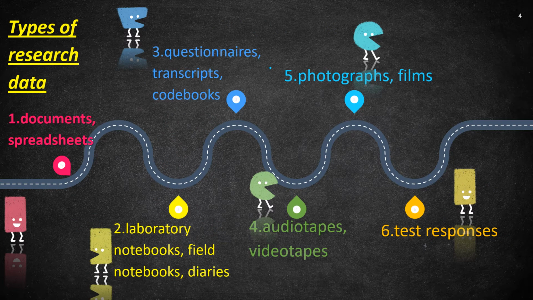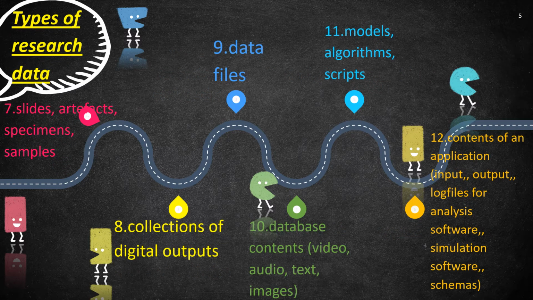So, as what we have here, we have types of research data. We have documents, spreadsheets, laboratory notebooks, field notebooks, diaries, questionnaires, transcripts, code books, audio tapes, video tapes, photographs, films, and of course, the test responses. We have also slides, artifacts, specimens and samples. We have collections of digital outputs, of course, data files, database contents like video, audio, text, images, models, algorithm scripts, content of an application like input, output, log files for analysis, software, simulation software, and schema.